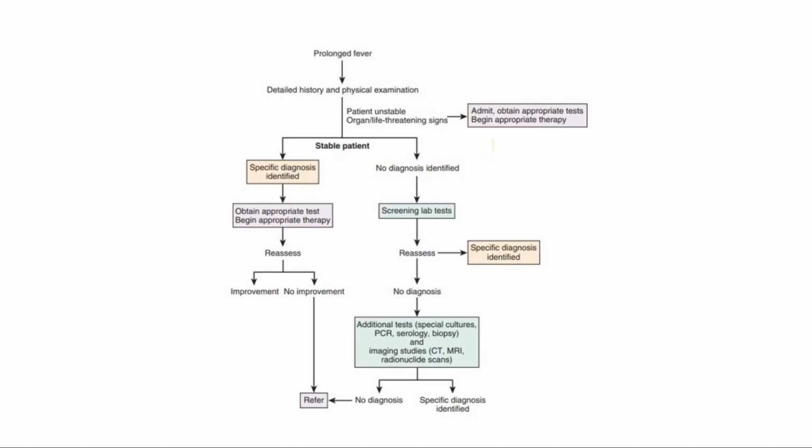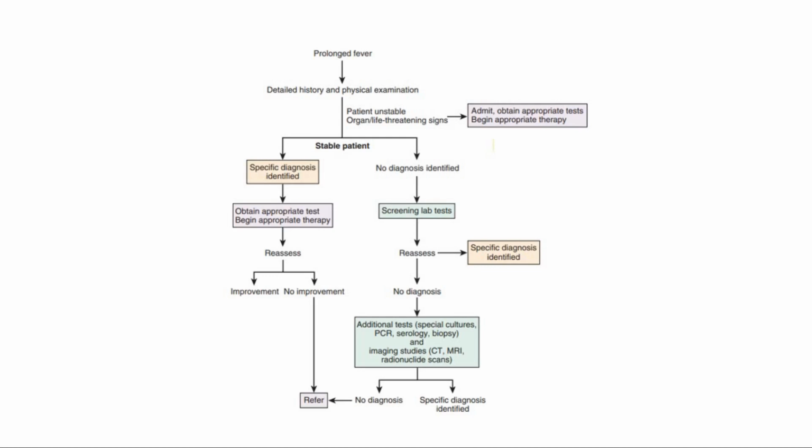So this is a simplified chart on how we approach a patient who has prolonged fever with unknown cause. When they present with prolonged fever, we take a detailed history and physical examination and see whether they are stable or not. If the patient is stable and a specific diagnosis is identified, then we obtain appropriate tests and begin the appropriate therapy. If there is improvement, then it's good. If no improvement, then we have to consider referral to other specialists. Whereas if they have organ damage or life-threatening signs, then we have to admit the patient and do the appropriate tests and begin the appropriate therapy.